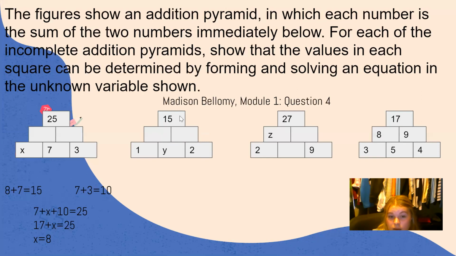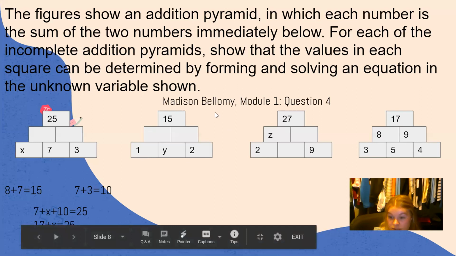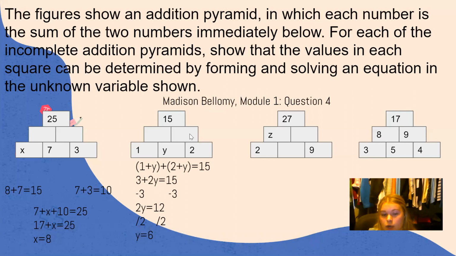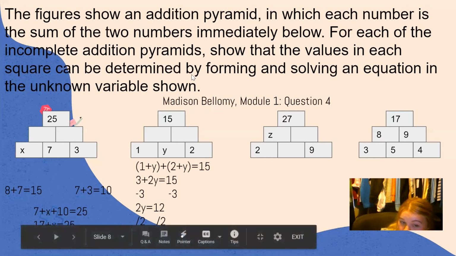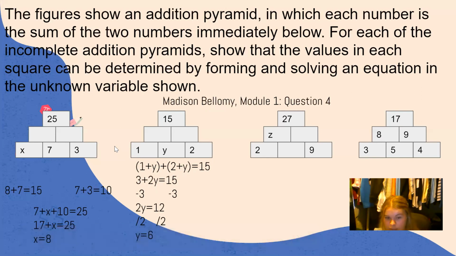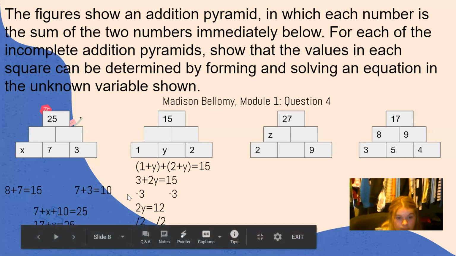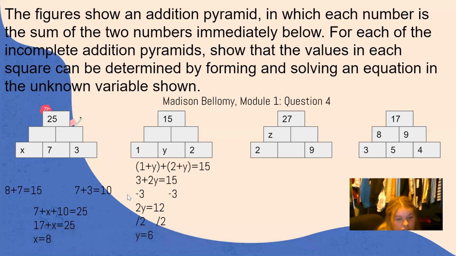1 plus y plus y plus 2 is equal to 15, because that is how we are going to establish our y. So let's do that first. We have our 1 plus y, our 2 plus y is equal to 15. That's our first equation. So we're going to go ahead and put our whole numbers together. 1 plus 2 equals 3, and then we're going to add our y's, because those are like terms, and get 2y. So 3 plus 2y is equal to 15. So we're going to do the same as the first addition pyramid, and we're going to subtract the 3 from both sides, and we are going to get 2y is equal to 12.